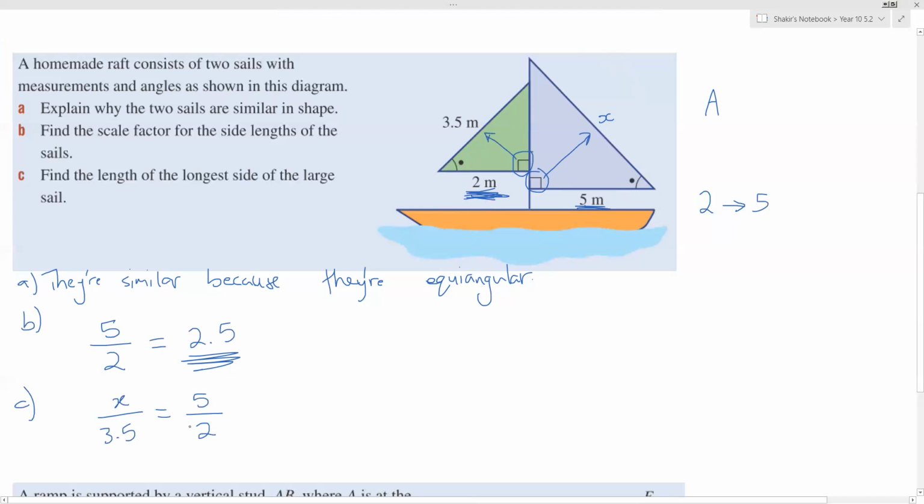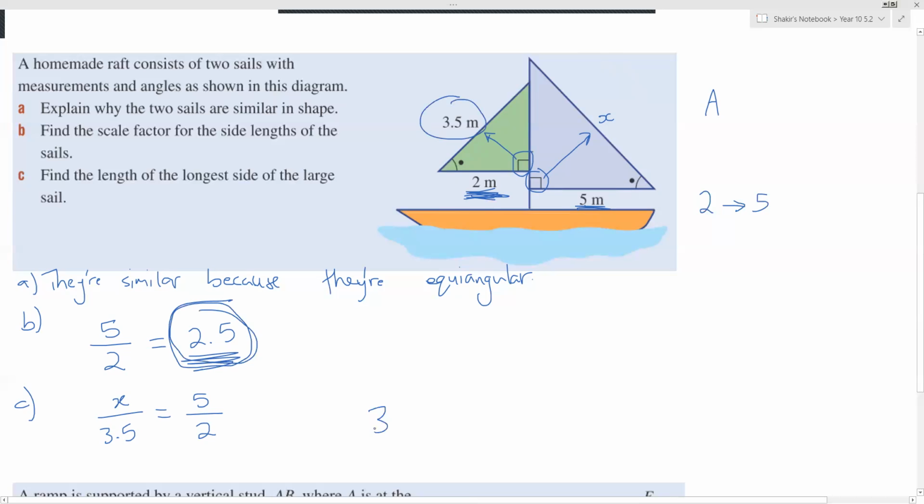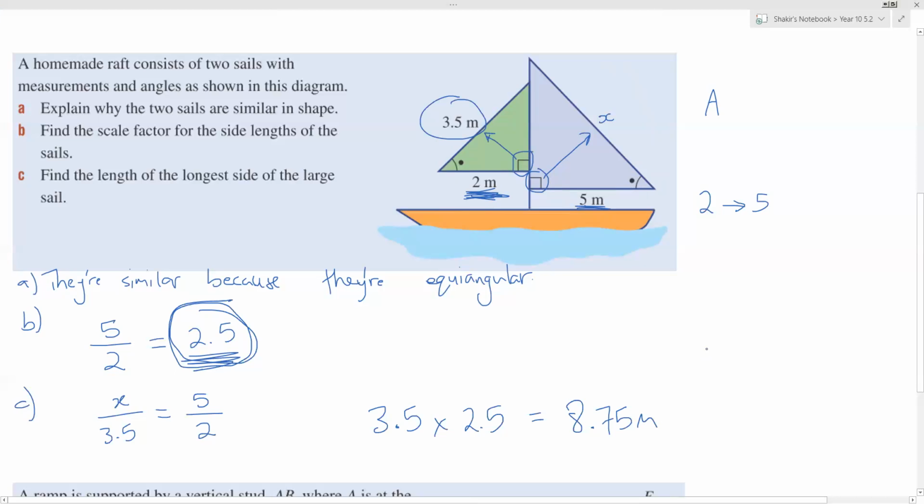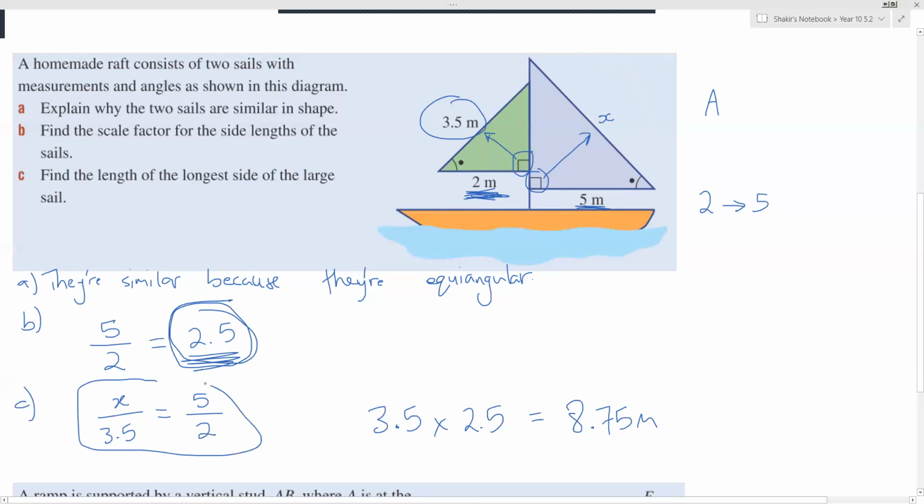Or alternatively, you can solve that. That's what we did yesterday. Or we can use a scale factor here. Scale factor just means, remember we said that the larger side is 2.5 times as big as the smaller side? Well, if the smaller side is 3.5, we just multiply 3.5 by 2.5, and we're done. And that will be what? 8.75, I believe. 8.75 meters.